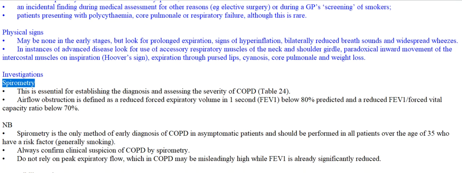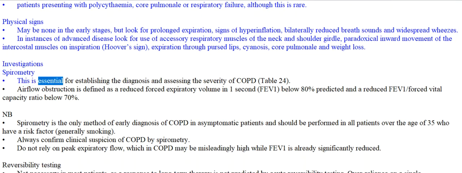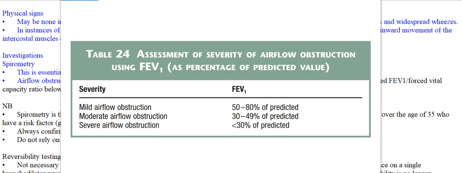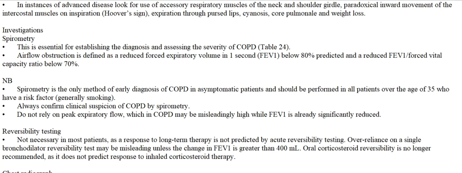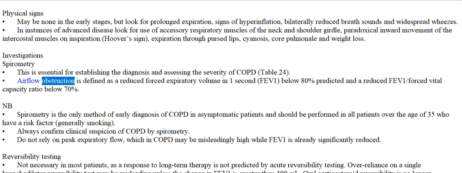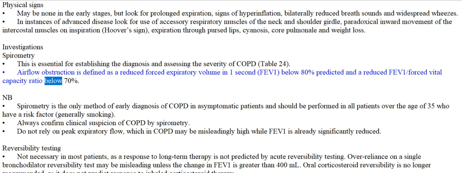Investigations. Spirometry. This is essential for establishing the diagnosis and assessing the severity of COPD, Table 24. Airflow obstruction is defined as a reduced forced expiratory volume in 1 second, FEV1, below 80% predicted, and a reduced FEV1/forced vital capacity ratio below 70%.